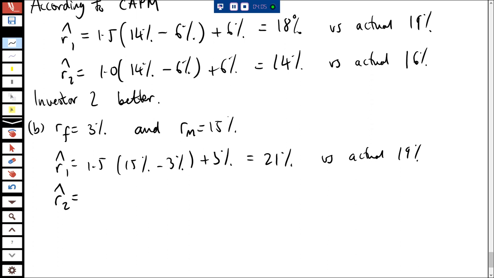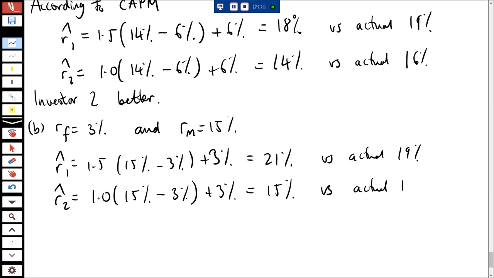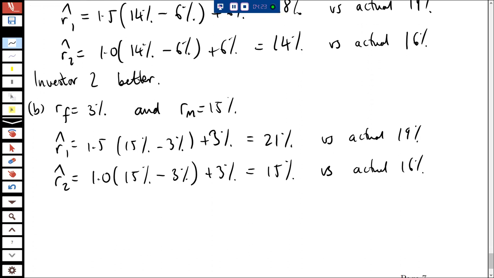And the second investor should have got, according to the model, 15% against the actual of 16%. So in this case, who wins? Well, investor 1 has beaten the market by 2% and investor 2 has beaten the market by 1%.